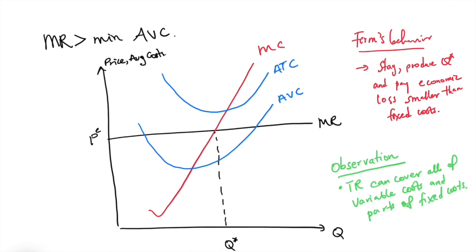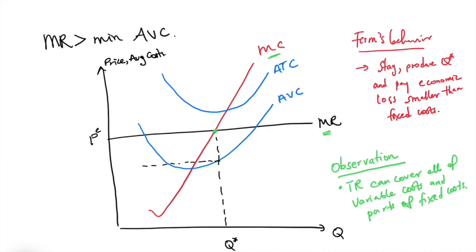This is the third and final graph for the temporary shutdown decisions a firm has to consider, right? Here we have marginal revenue above the minimum of the average variable cost. But first, what we need to do is take a look at the intersection of marginal cost and marginal revenue and get your profit maximizing quantity Q star. You see? And then you extend a line vertically from that intersection.